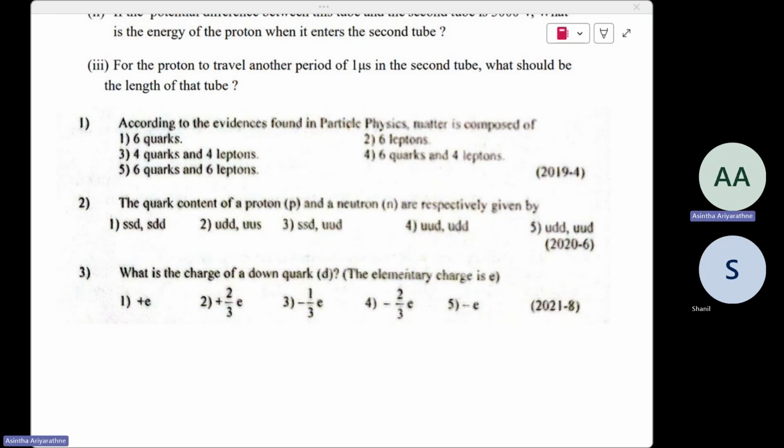What is the charge of a down quark? Minus 1/3 of the electron charge. That is the charge of the down quark.